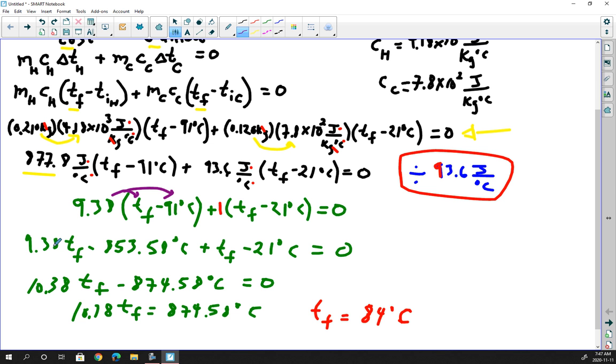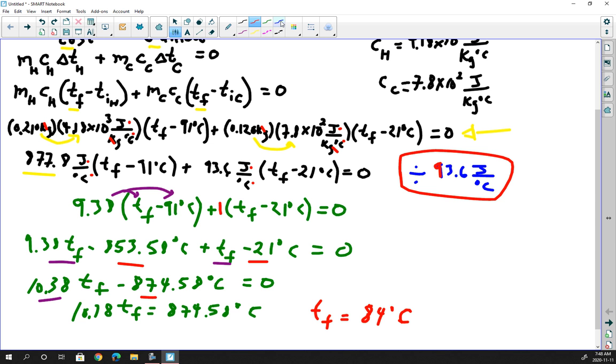And we have 9.38 temperature final minus 853.58 degrees Celsius plus, well, if you're multiplying in by 1, you're basically just removing the brackets, so that's what I've done there. What am I doing next? I'm collecting like terms. Here's a TF term, here's a TF term. 9.38 TF plus 1 TF gives me 10.38 TF. Here I'm collecting the like term that contains degrees Celsius. Negative 853.58 degrees Celsius. To that, we add a negative 21 degrees Celsius, and we get negative 874.58 degrees Celsius.